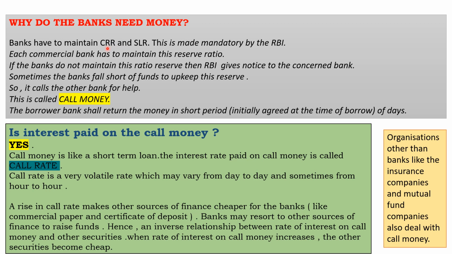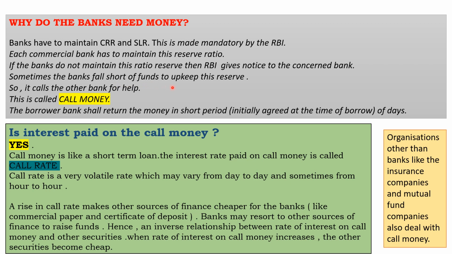They have to maintain this cash reserve ratio and the statutory liquidity ratio, minimum reserves they have to keep, which is made mandatory by the Reserve Bank of India. Each scheduled commercial bank has to maintain this ratio. You can just go and check these videos of CRR and SLR. Now, if the banks do not maintain this reserve ratio, the CRR and the SLR, then the RBI generally gives a notice to the concerned bank and it will be highlighted. All the scheduled commercial banks, just as I told you, they have to maintain this cash.